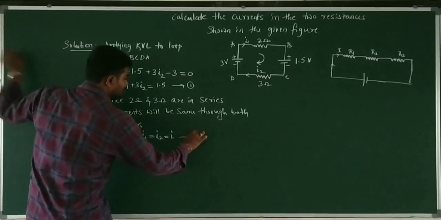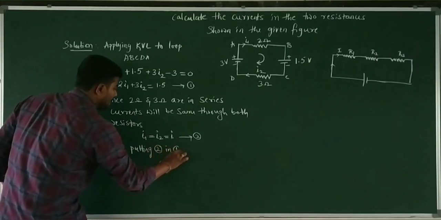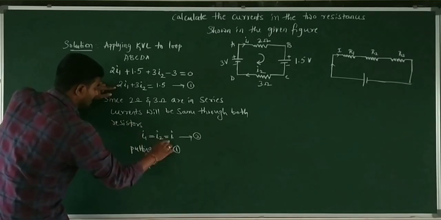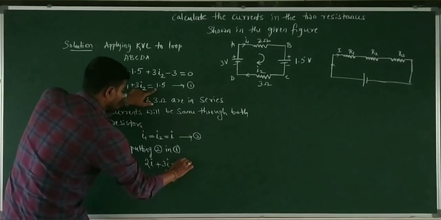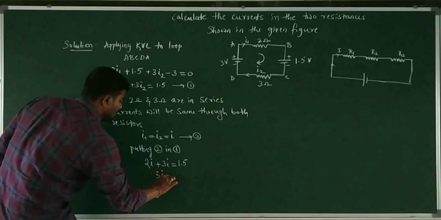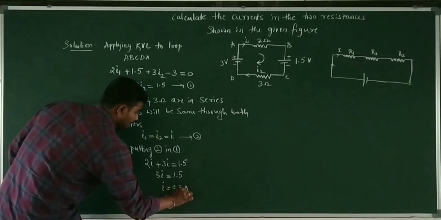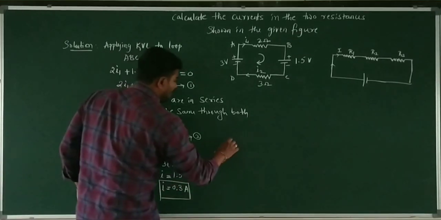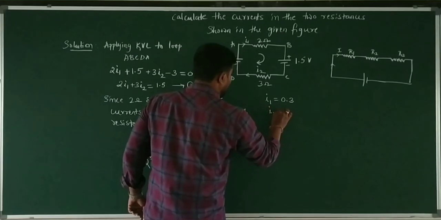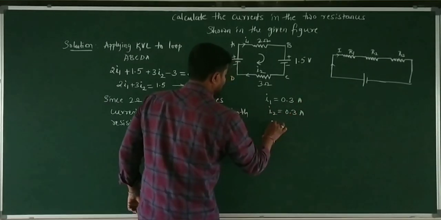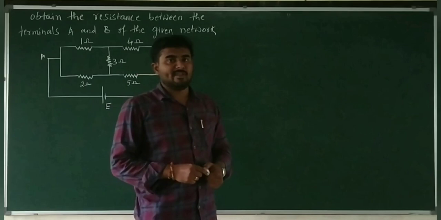So let us call it equation 2. Putting 2 in 1, in place of I1, I can write I, so it is 2I plus 3I is equal to 1.5. So 2I plus 3I, it is 5I is equal to 1.5, and I is equal to 0.3 ampere. Therefore, in this case, I1 is equal to 0.3 ampere and I2 is equal to 0.3 ampere. This is our second numerical.